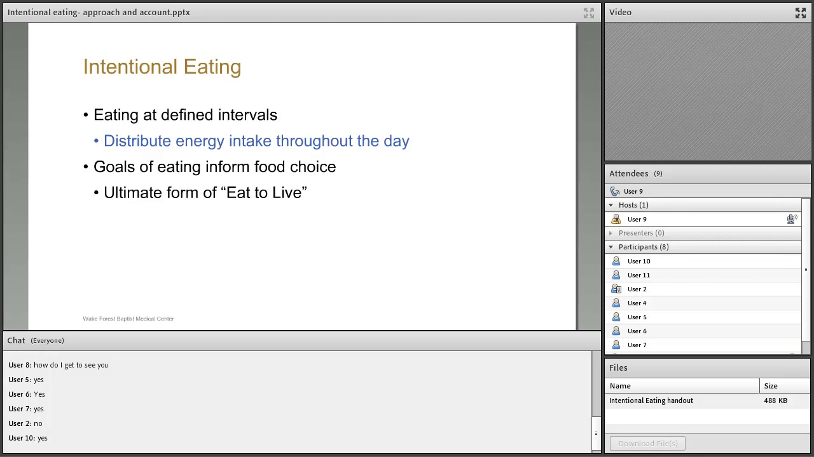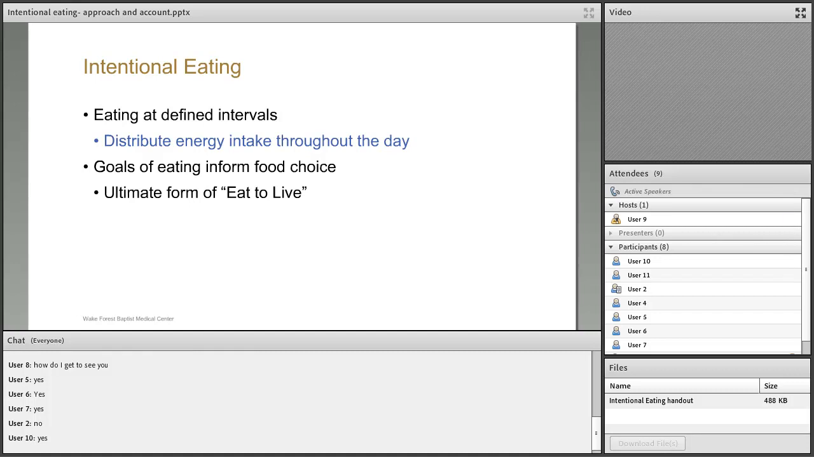The second part of intentional eating is that your goals of eating are informing your food choices, right? So I am not simply eating because those things are available or things that I prefer, and only eating those things that I have a strong preference for or really like a lot. I'm actually eating based on a particular goal or with an intent in mind.